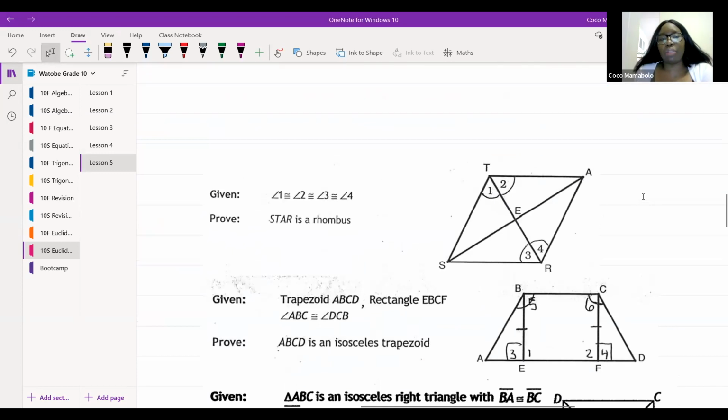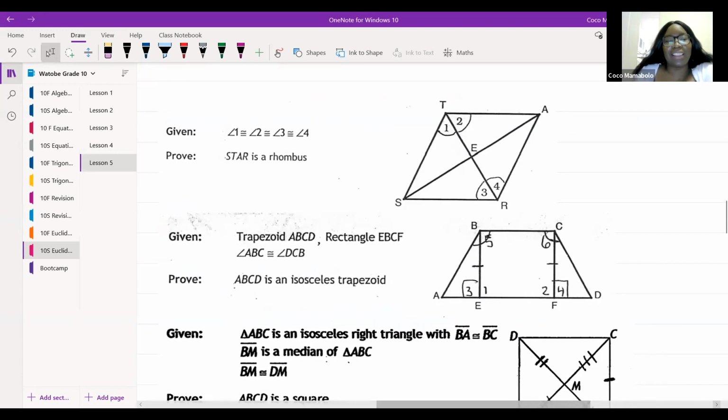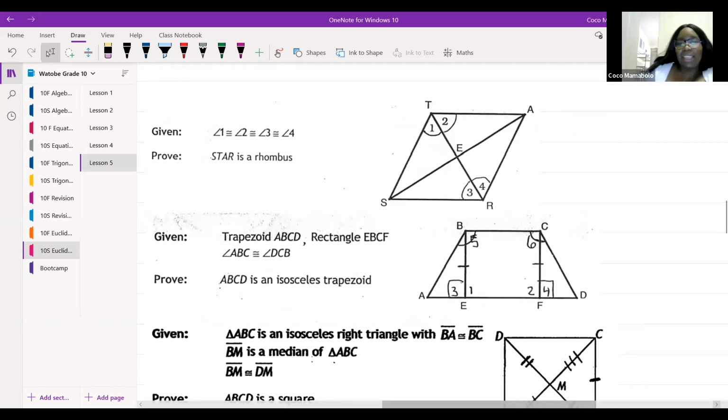All right, so we're going to be looking at this over here. Alicia's like, what the heck is this? Don't stress. We're going to be looking at this one. It says we're given that angle 1 is equal to angle 2, which is equal to angle 3, which is equal to angle 4. And then they want us to prove that the quadrilateral STAR is a rhombus. So we're going to have to look into what's going on here.